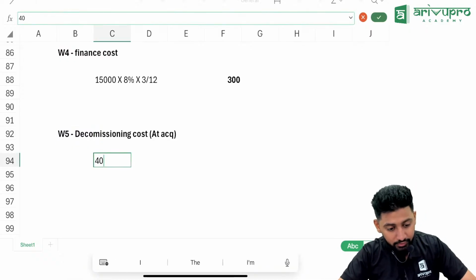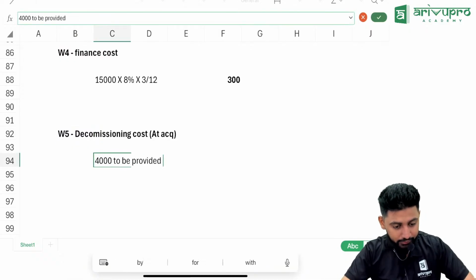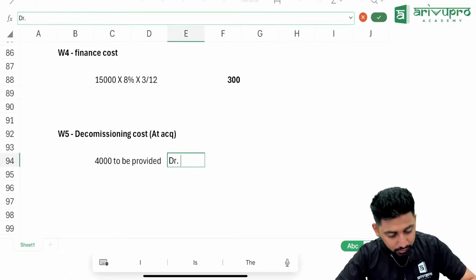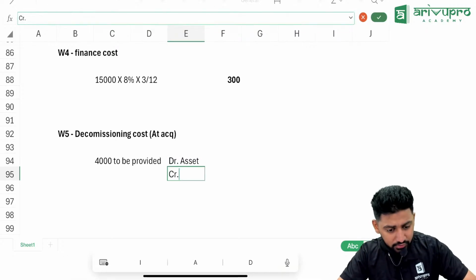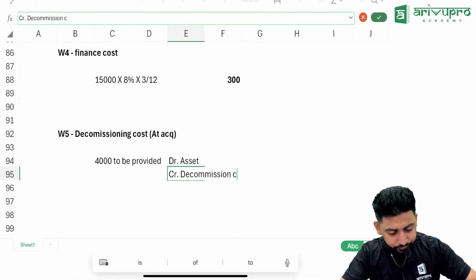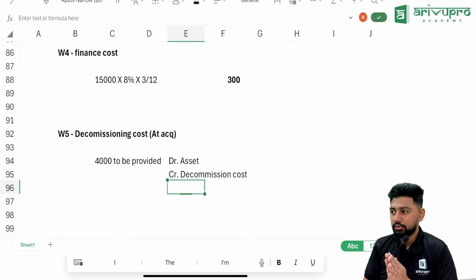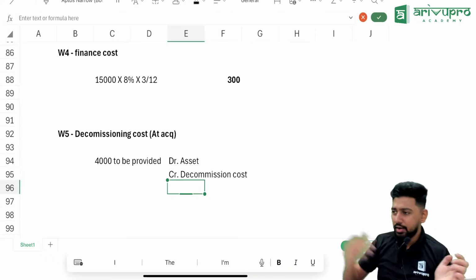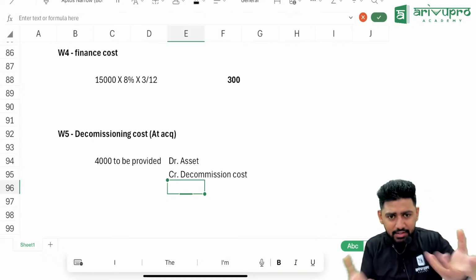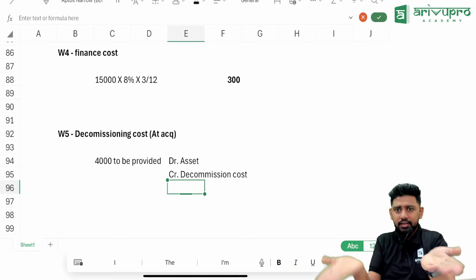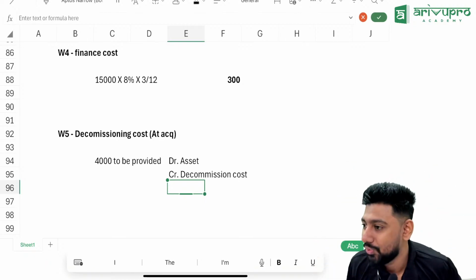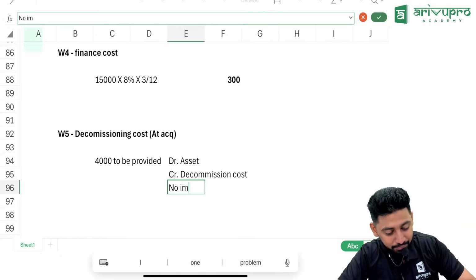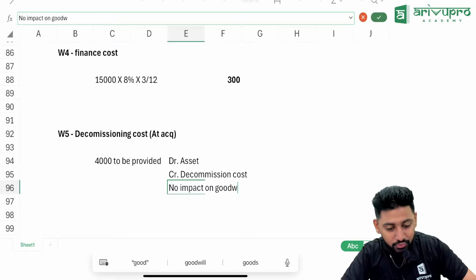Now, how much to be provided? 4,000 to be provided. How are you going to provide this 4,000? Debit your asset, credit your decommissioning cost. Asset is going up, liability is going up. Correct? There is an increase in asset and there is an increase in liability. Net impact is 0 in the goodwill. No impact on goodwill.